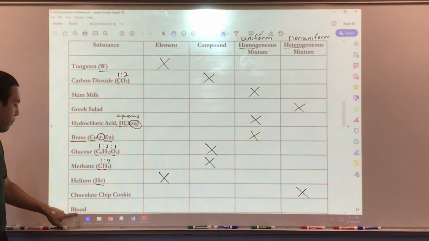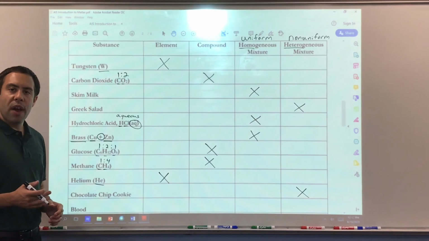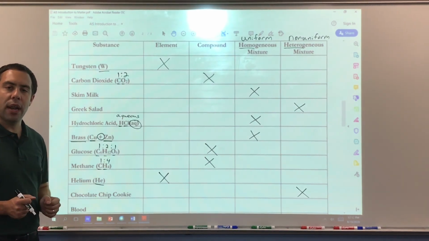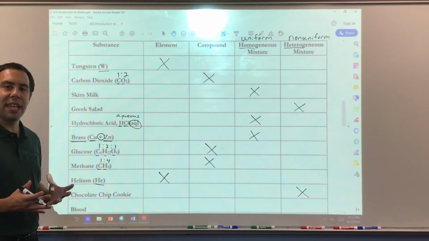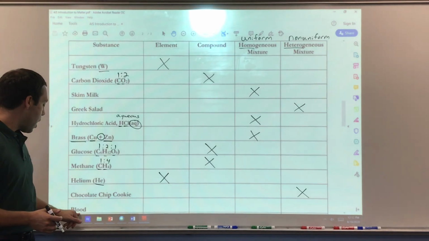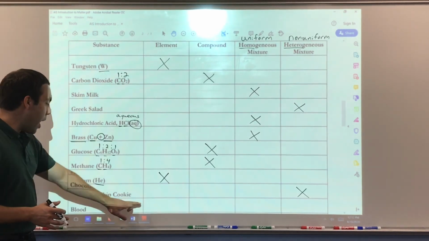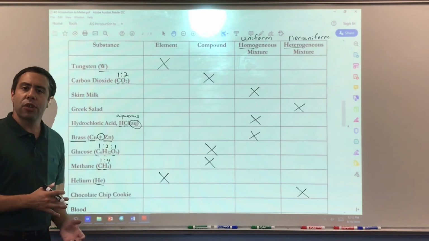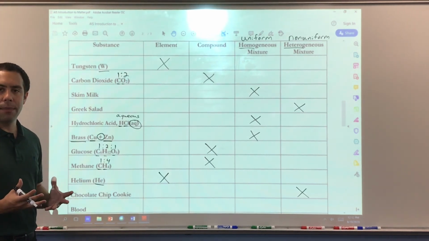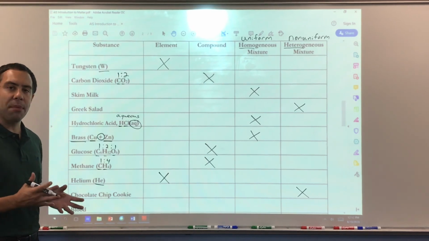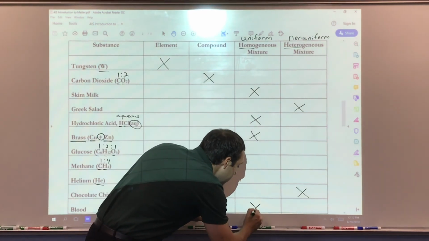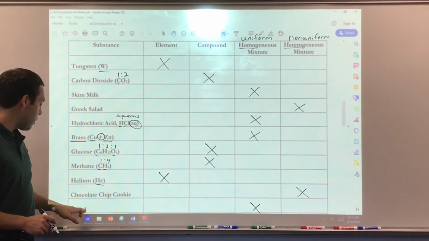And finally, we have blood. If you've ever donated blood, or you had to go to the doctor and they took blood to analyze it, they take this red liquid from your arteries and veins. So that red liquid, there's no element that's blood, there's no compound that's blood. It's a mixture of elements and compounds. And if you look at that tube with your blood in it, it looks red and it looks the same throughout. It looks uniform. So blood is considered a homogeneous mixture.